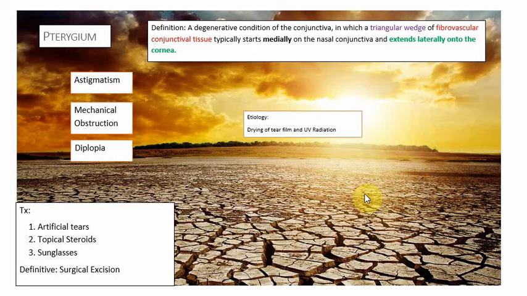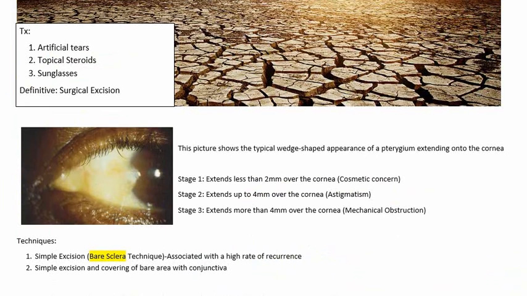So in this definition, it has been conveyed that in this pathology there is the formation of a fibrovascular conjunctival tissue which is typically triangular and wedge shaped, which starts medially from the conjunctiva on that side and which basically extends laterally and encroaches on the cornea. So this is what pterygium is, and let me show you what it looks like.